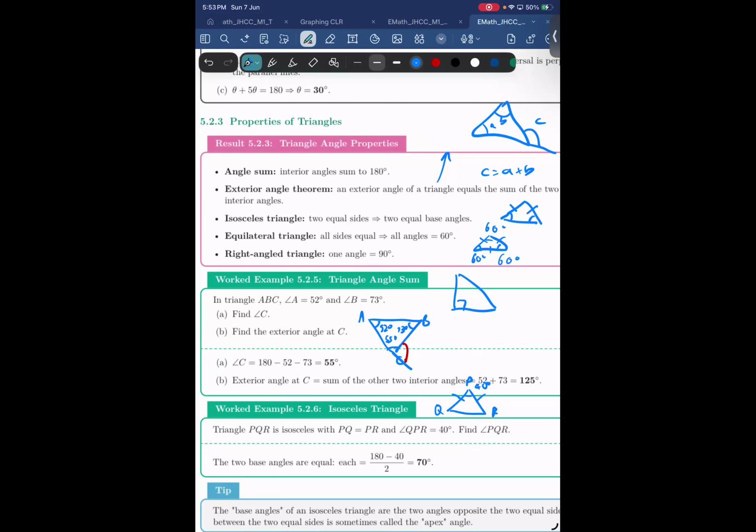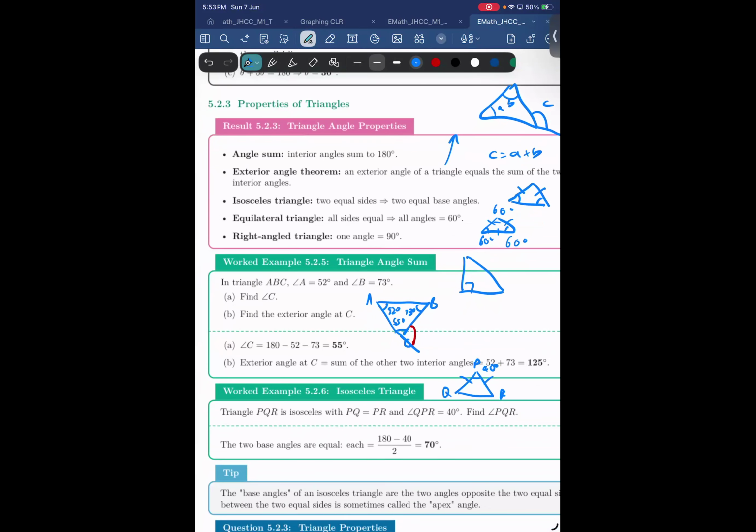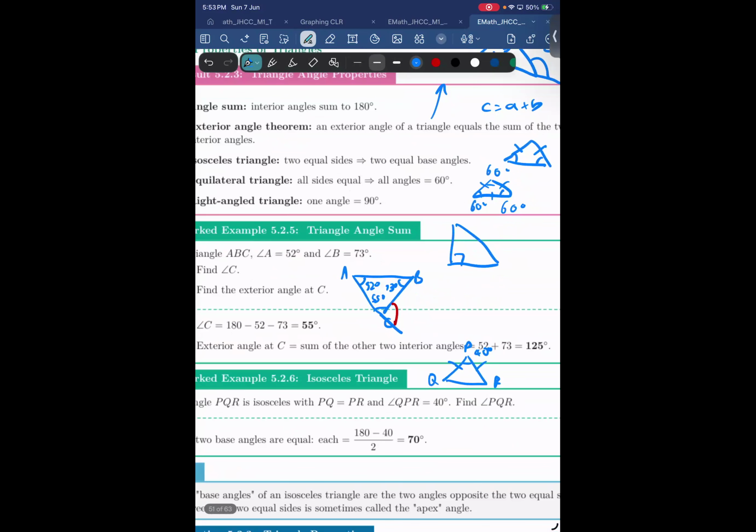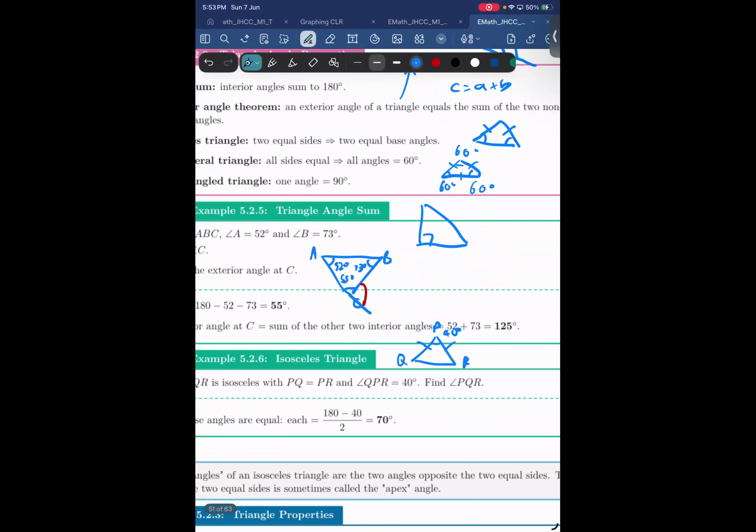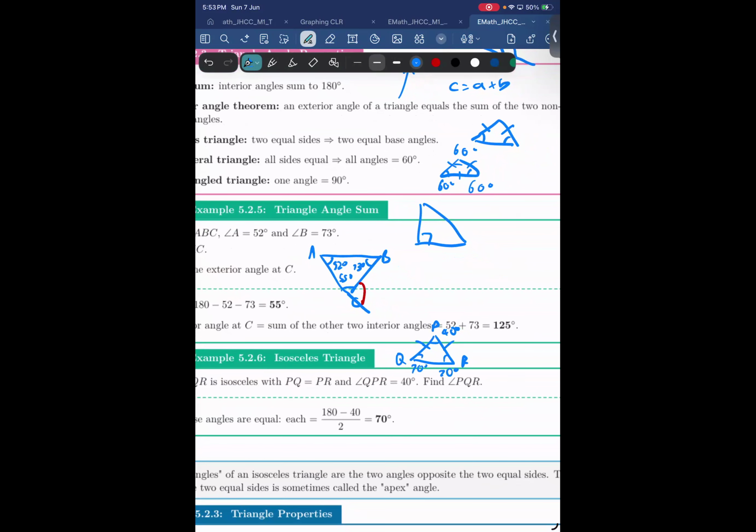So if this is 40 degrees, it means the other two angles are the same, right? We know the base angles of an isosceles triangle are the same. So if you calculate, this will be 70 degrees, 70 degrees. 180 degrees, which is the sum of angles in a triangle, minus 40 degrees. Then because it's an isosceles triangle, the two angles are the same, so divide by 2, giving 70 degrees.